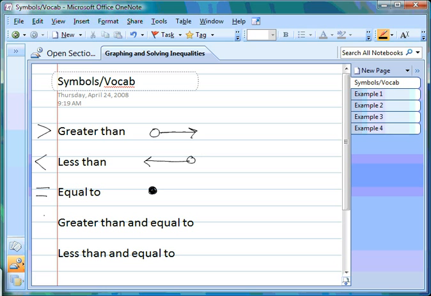Greater than and equal to, you use greater than, the arrowhead to the right, and then you put the bottom line from the equal sign on there. When you graph greater than and equal to, you color in a circle and you draw an arrow to the right. And for less than and equal to, as you probably have already guessed, you use the left arrowhead with the bottom part of the equal sign, and to graph it, you color in a circle and draw an arrow to the left.